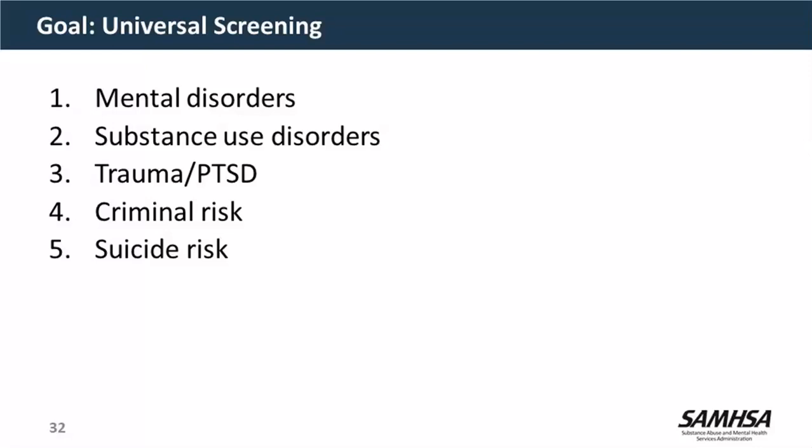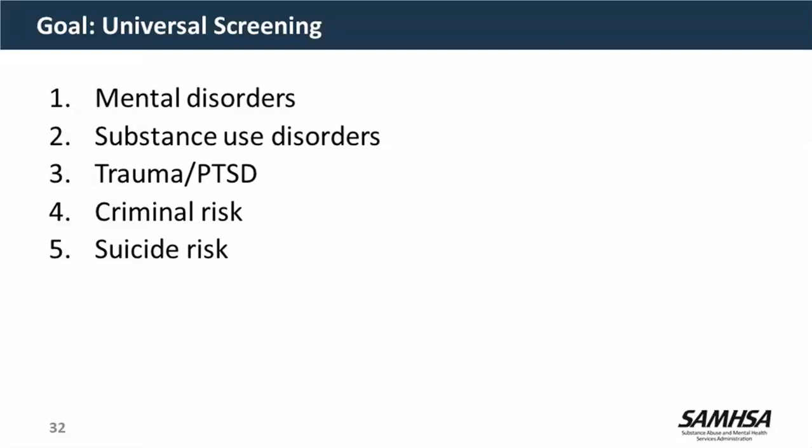So, of course, mental and substance use disorders. Trauma and post-traumatic stress disorder is another area. Because of the high prevalence rates, we need to have screens for these disorders. And we'll talk a little bit more about the implications of not screening and identifying PTSD and trauma history among our population. Criminal risk we talked about as well. Very important to provide a screening and assessment for that as well.